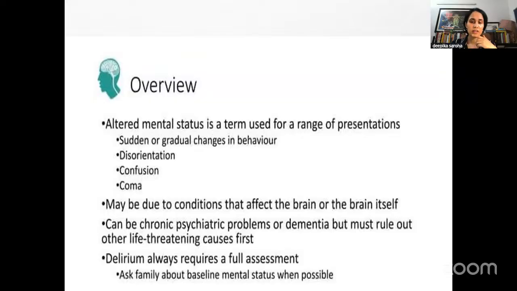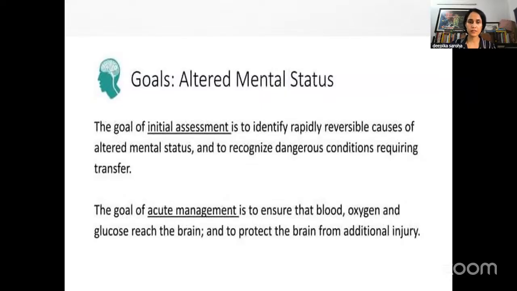Delirium always requires a full assessment, and always take help of the bystanders or family members about the baseline mental status of that patient. So the goal of this presentation is that we do the initial assessment part so that we can rapidly identify the reversible causes of altered mental status and work on the dangerous conditions which require immediate ICU transfer or even prompt treatment. And the acute management is to ensure that blood, oxygen, and glucose, all three vital things, are reaching your brain, to put it in simpler terms, to prevent any permanent or additional injury to the brain.